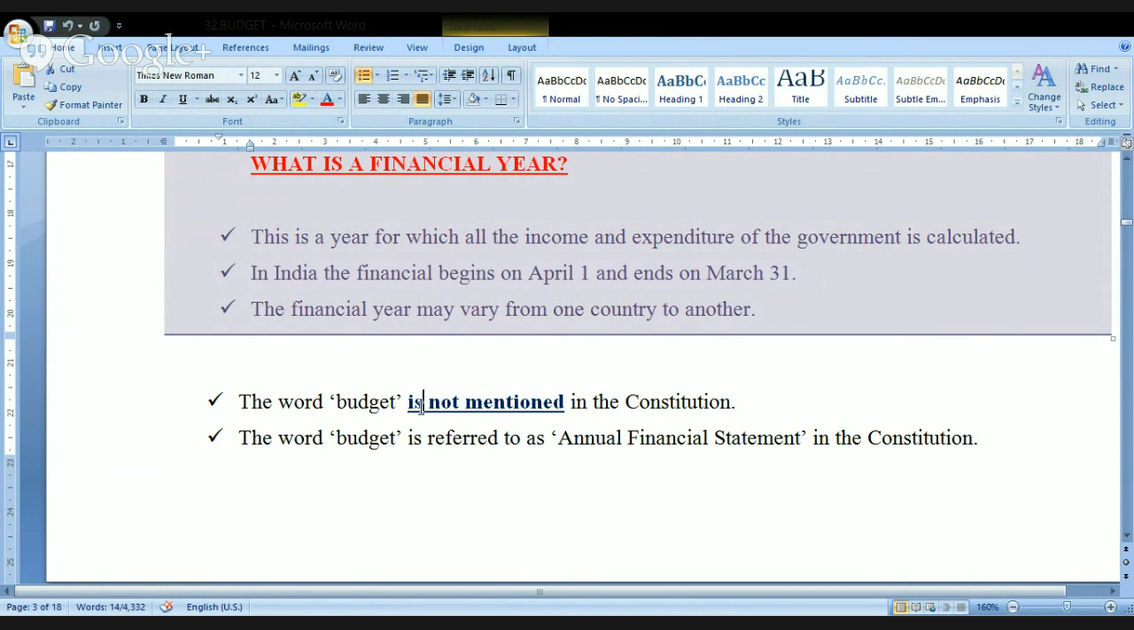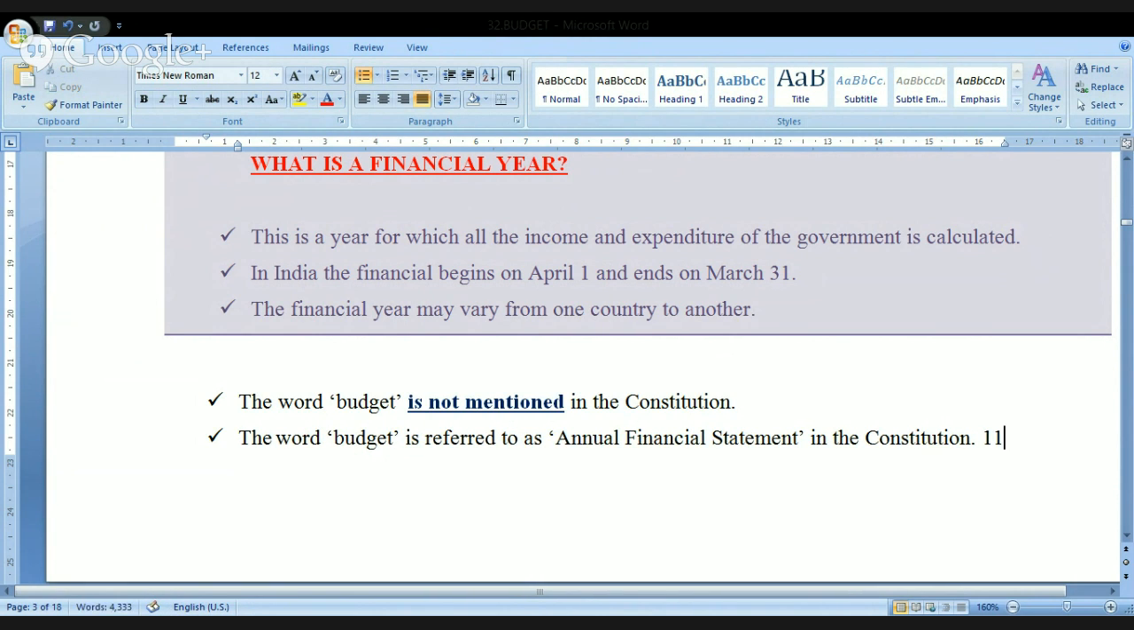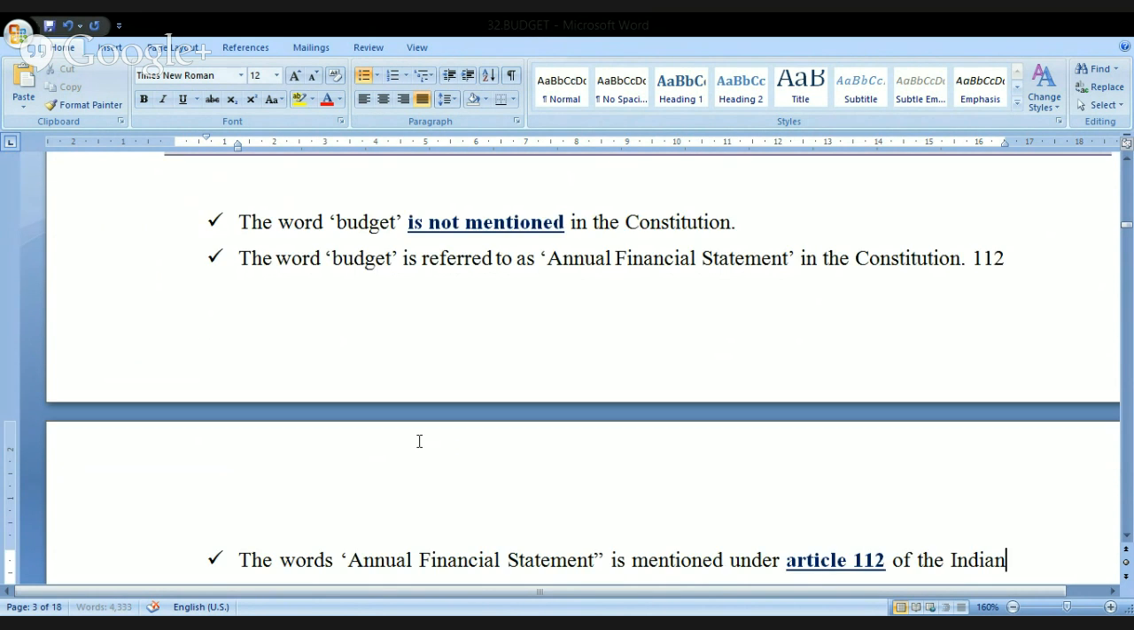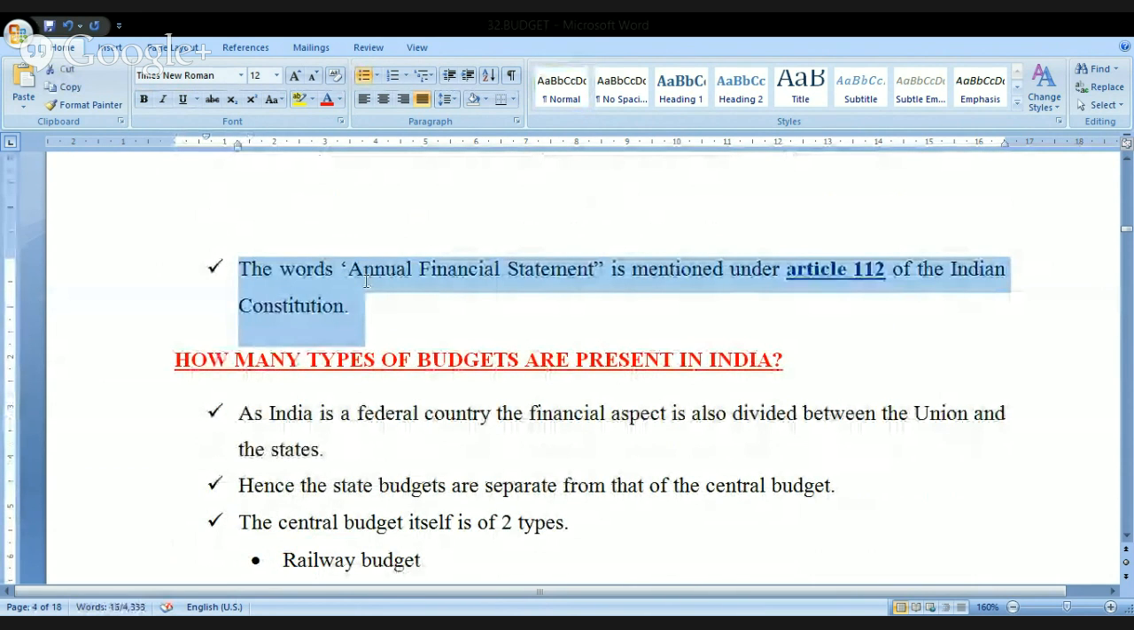The word budget is not mentioned in the constitution, but the budget is referred to as the annual financial statement in the constitution. So this is mentioned under article number 112. So that particular article has mentioned the words annual financial statement. Kindly remember, the word budget is nowhere mentioned in the constitution. Look at this. So these words are mentioned under article 112.